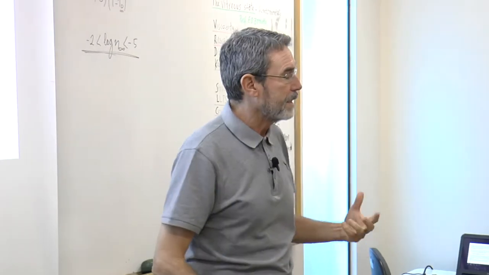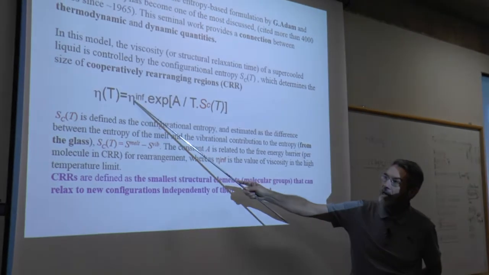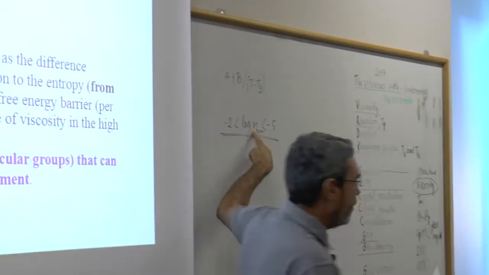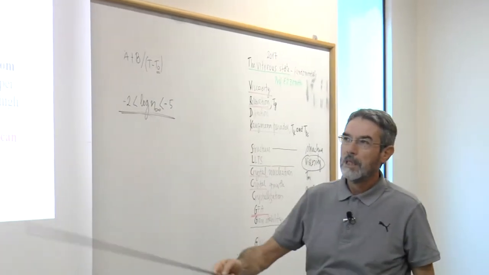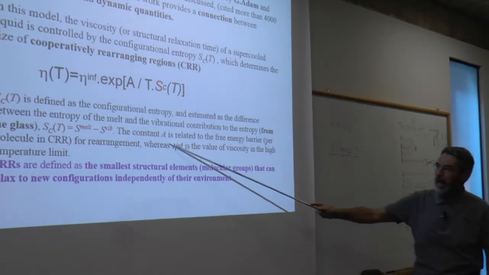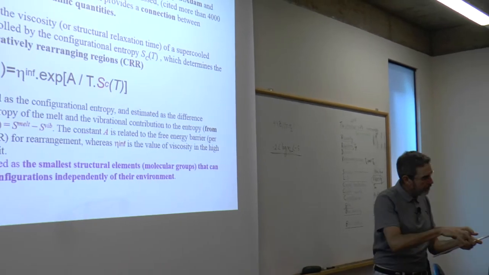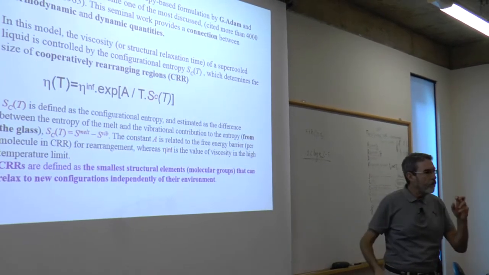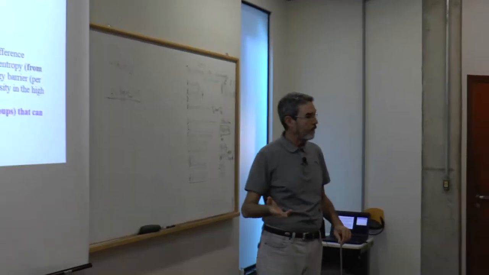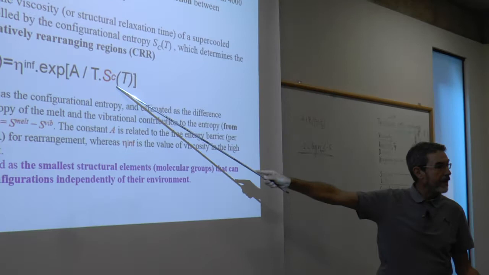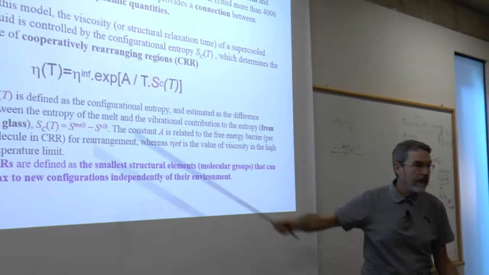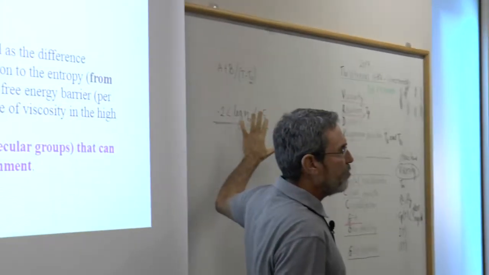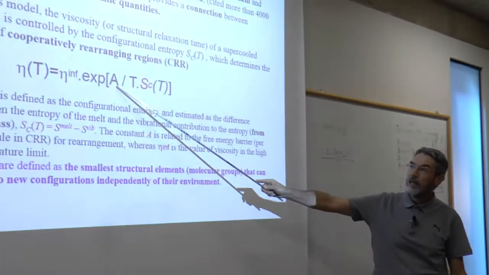And this is the importance of the Adam-Gibbs equation. It is the value of eta infinity, times the exponential of a certain constant A, and A is related to the free energy barrier for viscous flow. T is the temperature, and SC is the configurational entropy of the liquid, which can be calculated independently. If you have calorimetric data, CP data, you can calculate independently the entropy, and then eta infinity, you can guess some value in this range here, so you're left with only one unknown parameter, A.